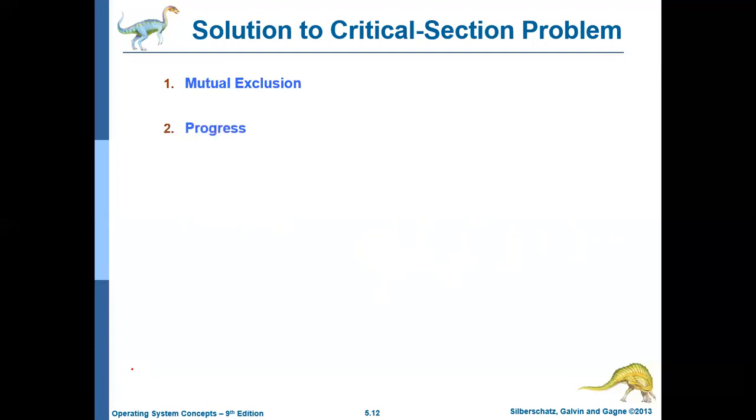The second condition is progress. What is meant by progress?